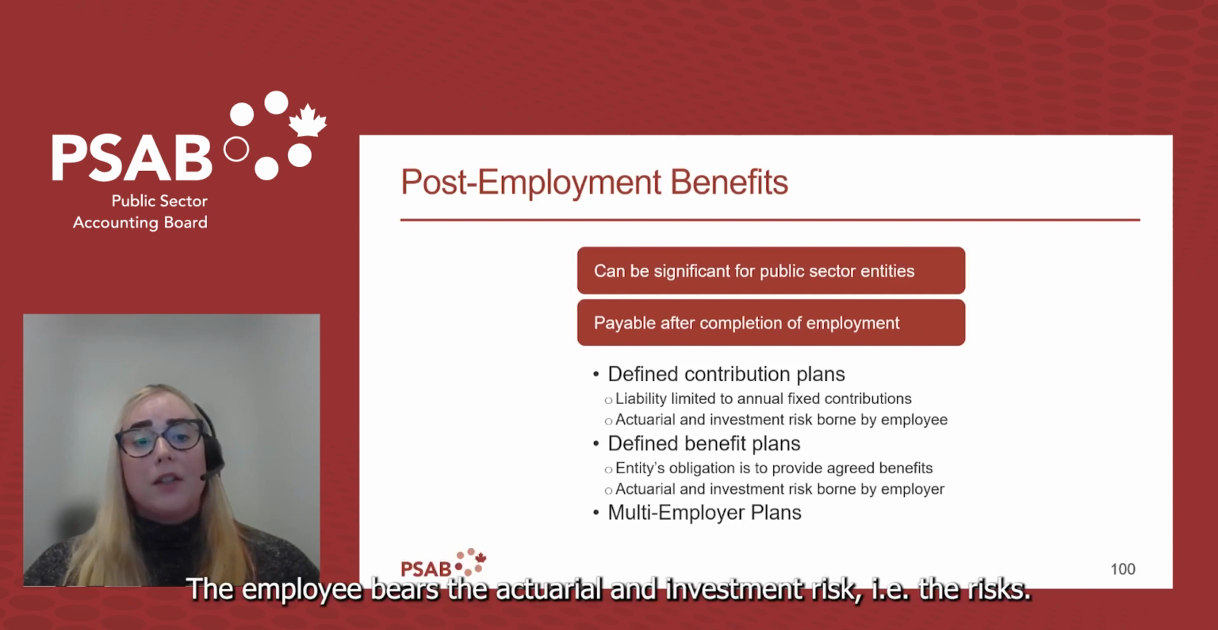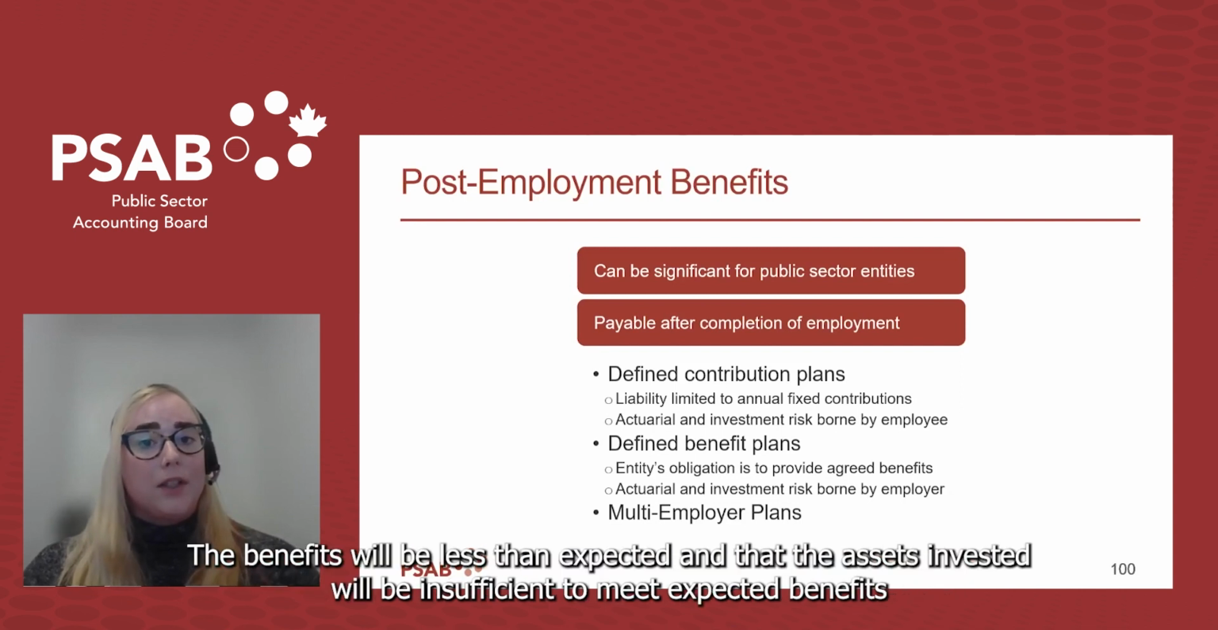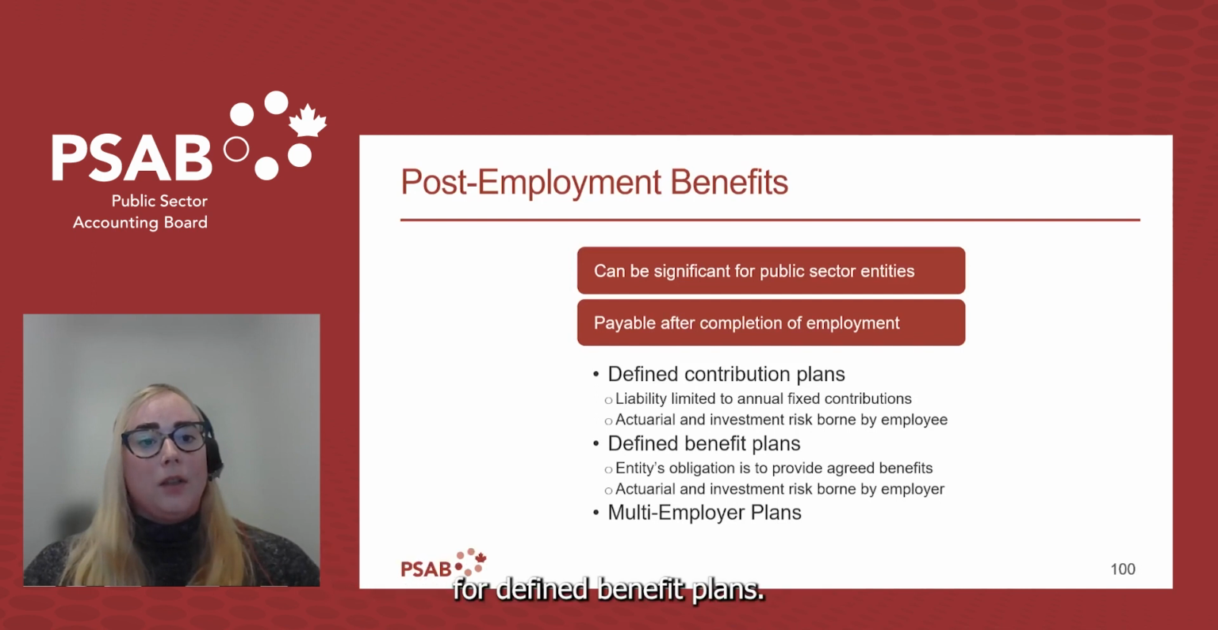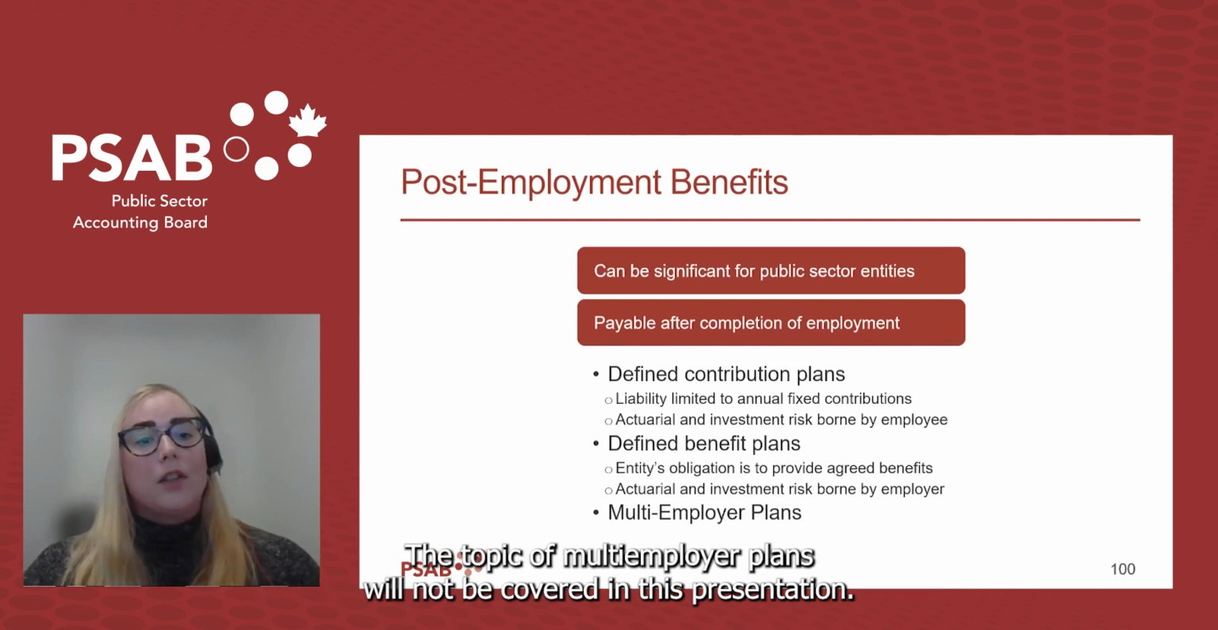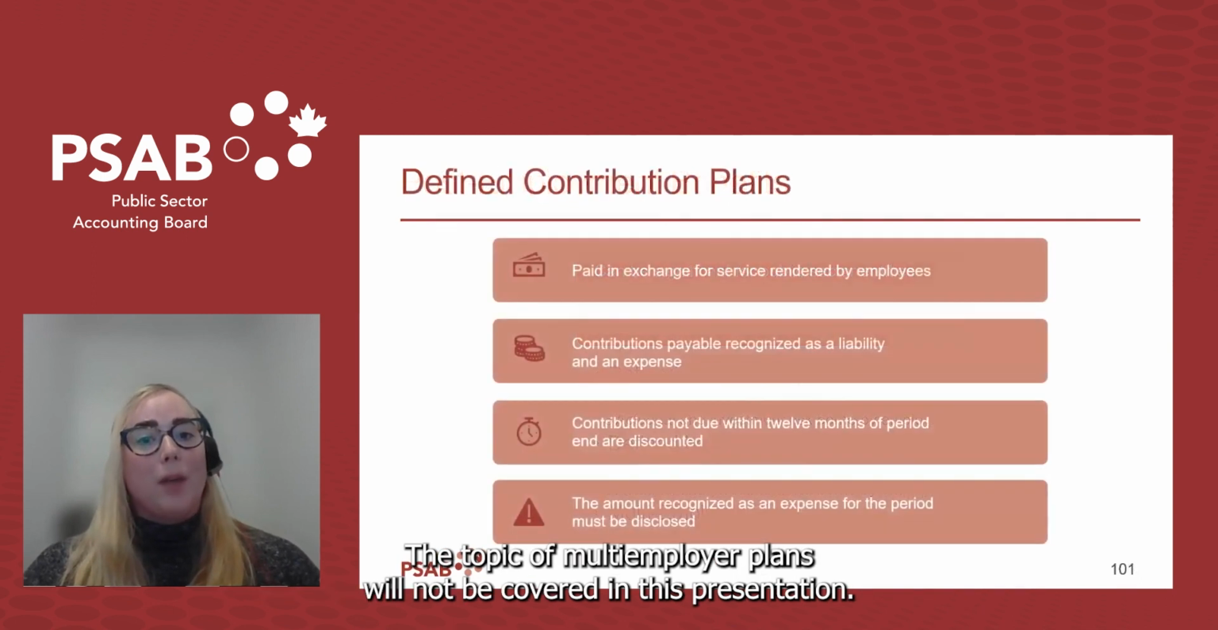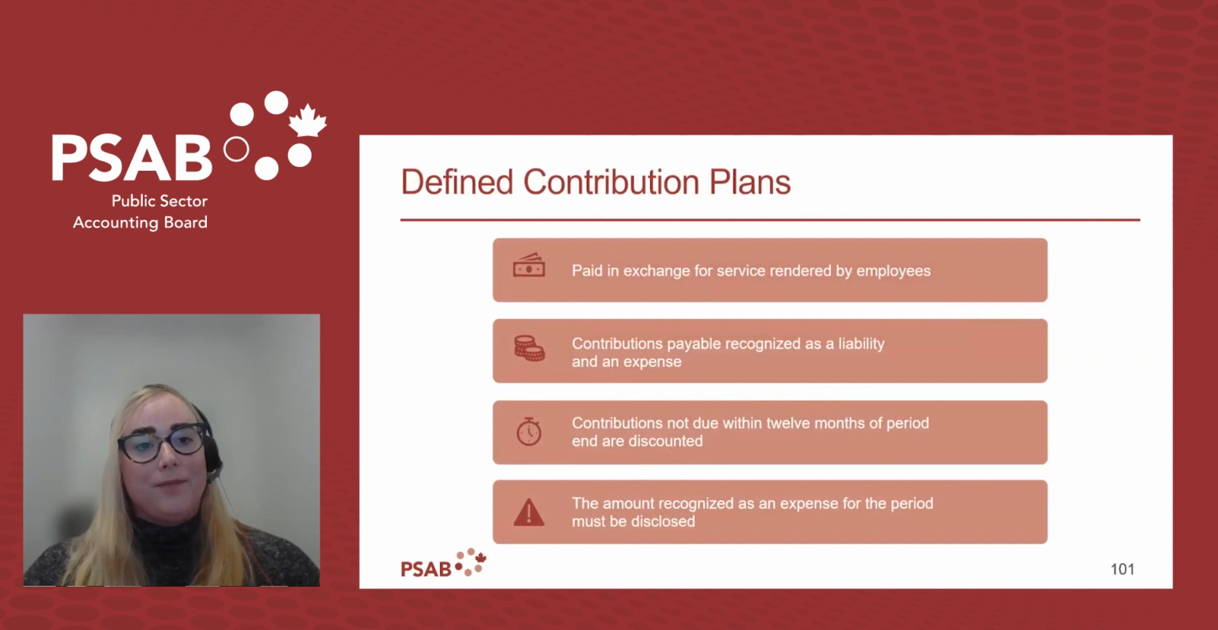The employee bears the actuarial and investment risk, i.e. the risks that benefits will be less than expected and that the assets invested will be insufficient to meet expected benefits. For defined benefit plans, the entity that agrees to provide benefits bears the actuarial and investment risk, that is, the employer. The topic of multi-employer plans will not be covered in this presentation.